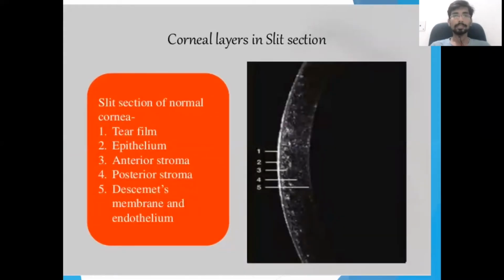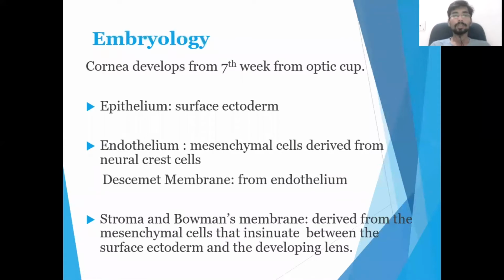Corneal layers in the slit lamp. Number 1 is the tear film, 2 is the epithelium, 3 is the anterior stroma, 4 is the posterior stroma, and 5 is Descemet's membrane and endothelium. The cornea develops from the 7th week from the optic cup. The epithelium is from surface ectoderm, the endothelium from mesenchymal cells derived from neural crest cells, and Descemet's membrane from the endothelium. The stroma and Bowman's membrane are derived from mesenchymal cells.